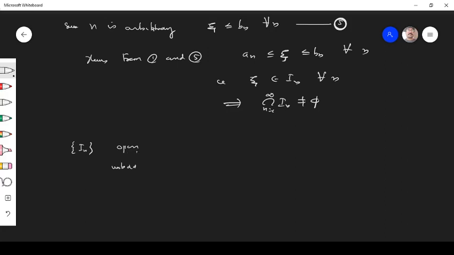For this example, we have already found that if you take In equal to the open interval (0, 1/n), then we found the intersection for n equal to 1 to infinity is empty. There is no point common to every In by the Archimedean principle of real numbers.